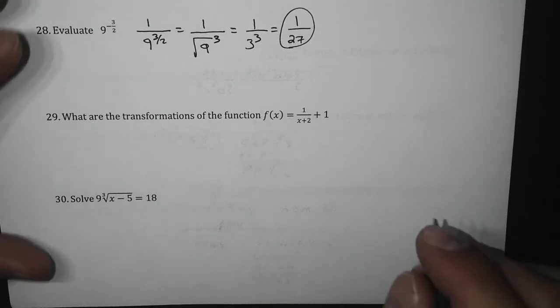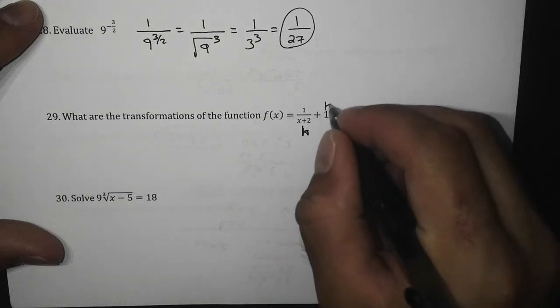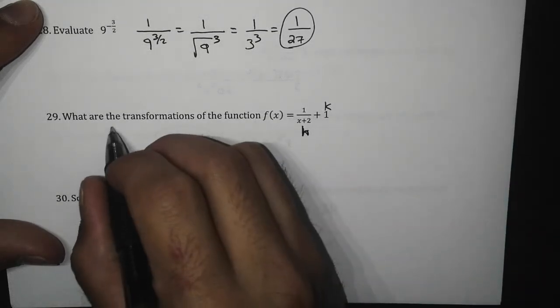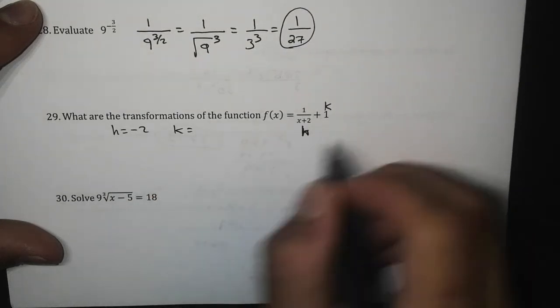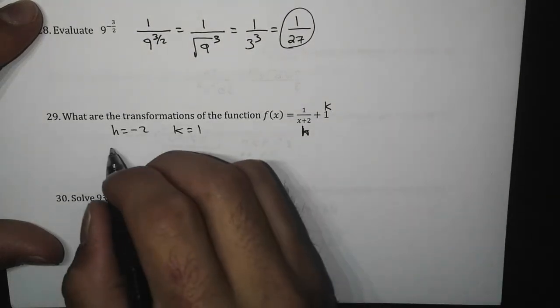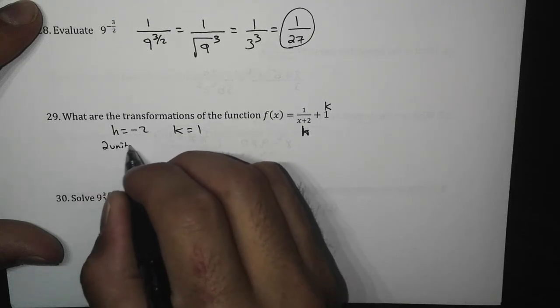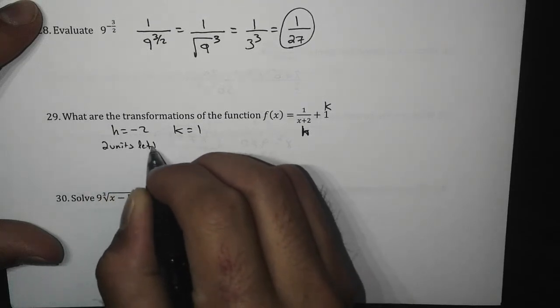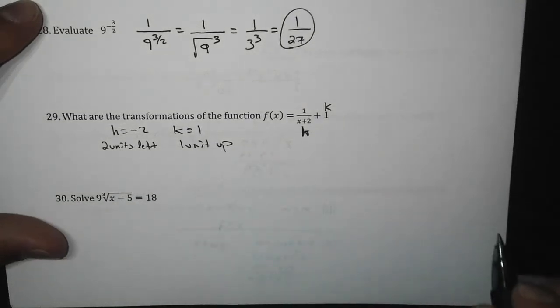Transformations of this function. So down here, this is my k value, this is my h value, this is my k value. So h is equal to what? Negative 2. k is equal to positive 1. So this tells me that it moves 2 units left, 1 unit up.